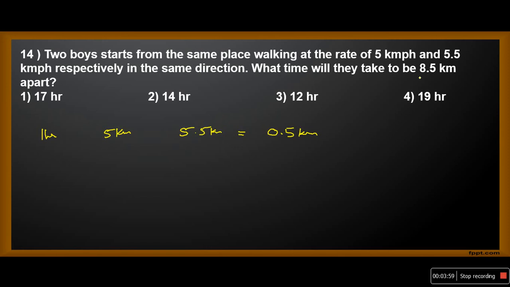But what is the gap we require? 8.5. Simply 8.5 by 0.5, which is equivalent to 17 hours. Simple. For every 1 hour the gap is 0.5. To get a 1 kilometer gap, I have to travel for 2 hours. If they want a gap of 1.5, they have to travel for 3 hours. If they want a gap of 2, they have to travel for 4 hours, because for every 1 hour the gap is 0.5.